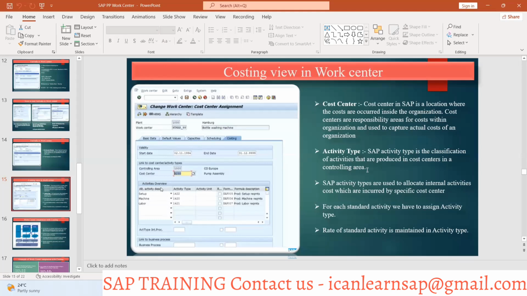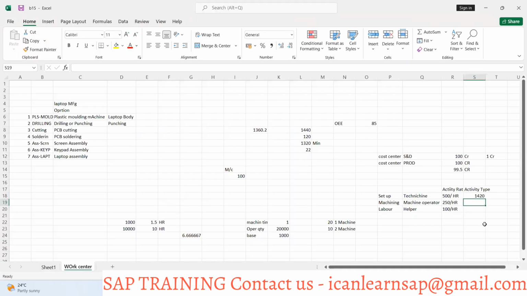This activity creation is KKF6N. Activity type. I have confused it. Okay, so this activity type creation is a job of finance, not related to us. So they will create this activity and assign the rate to that activity, and they will give this information to the supervisor or consultant. These are my activity types. For technician, you can use this activity type. For machine operator, you can use this activity type, and you can use helper 1420. These are the activity types in which rate is already assigned by the finance team.